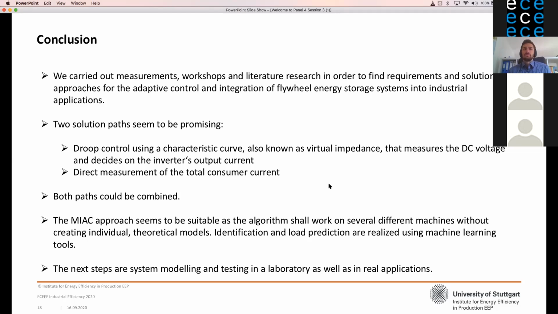So the next steps, which we already began, are modeling the system, of course, taking the data and also trying several machine learning approaches in order to train a model for the system and then control the system accordingly.